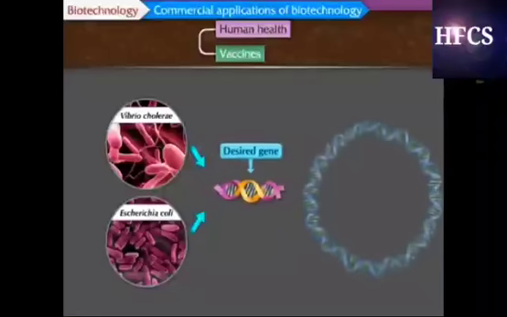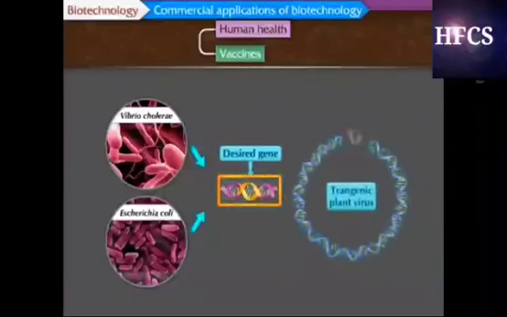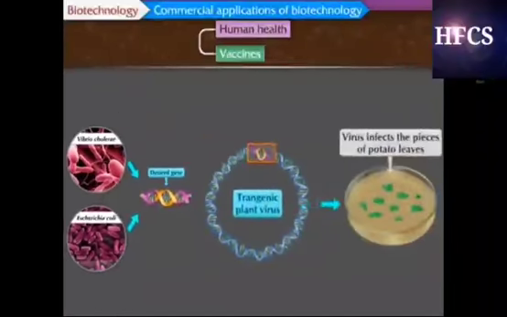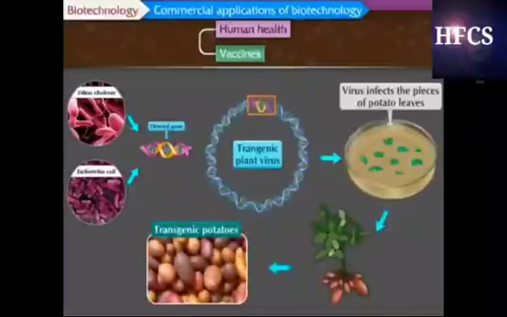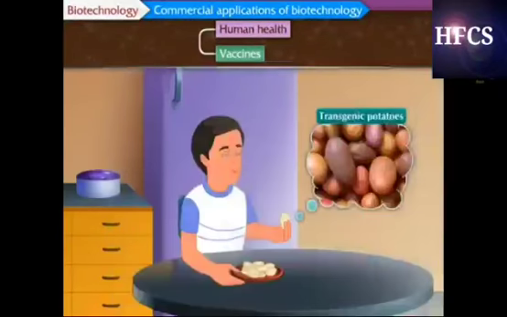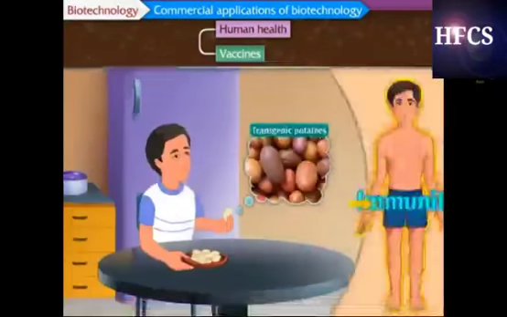Now, this virus is allowed to infect fresh potato leaves. These infected leaves are then used to develop an entire plant by vegetative reproduction. And potatoes are collected. Consumption of these raw potatoes will generate immunity against cholera and disease caused by E. coli.